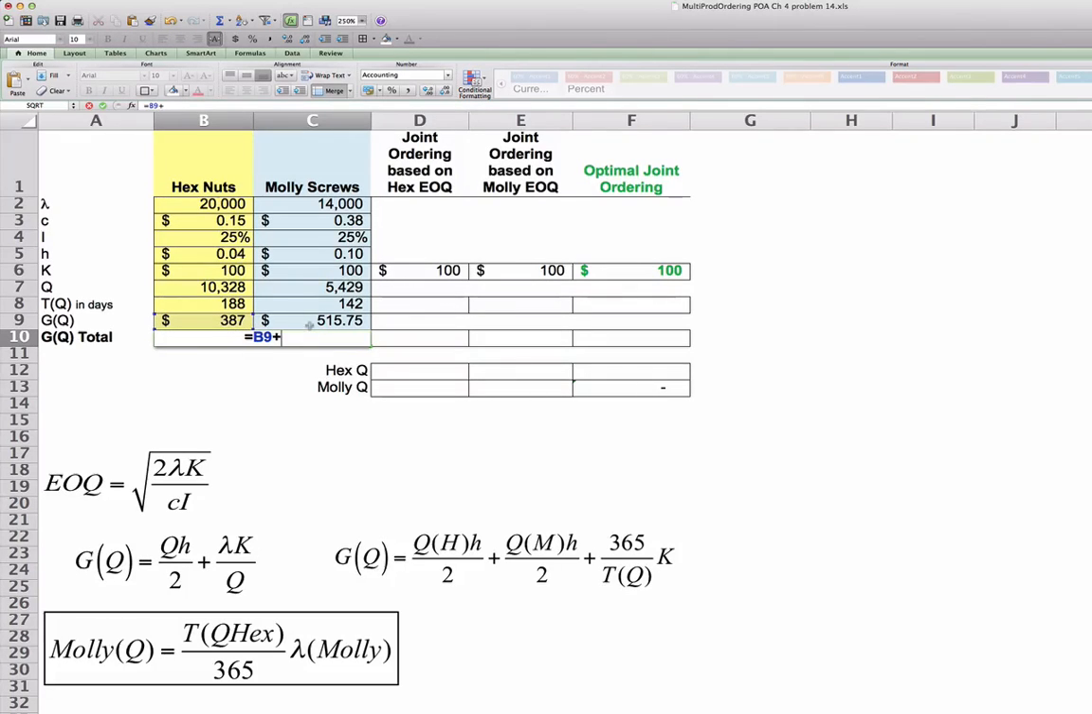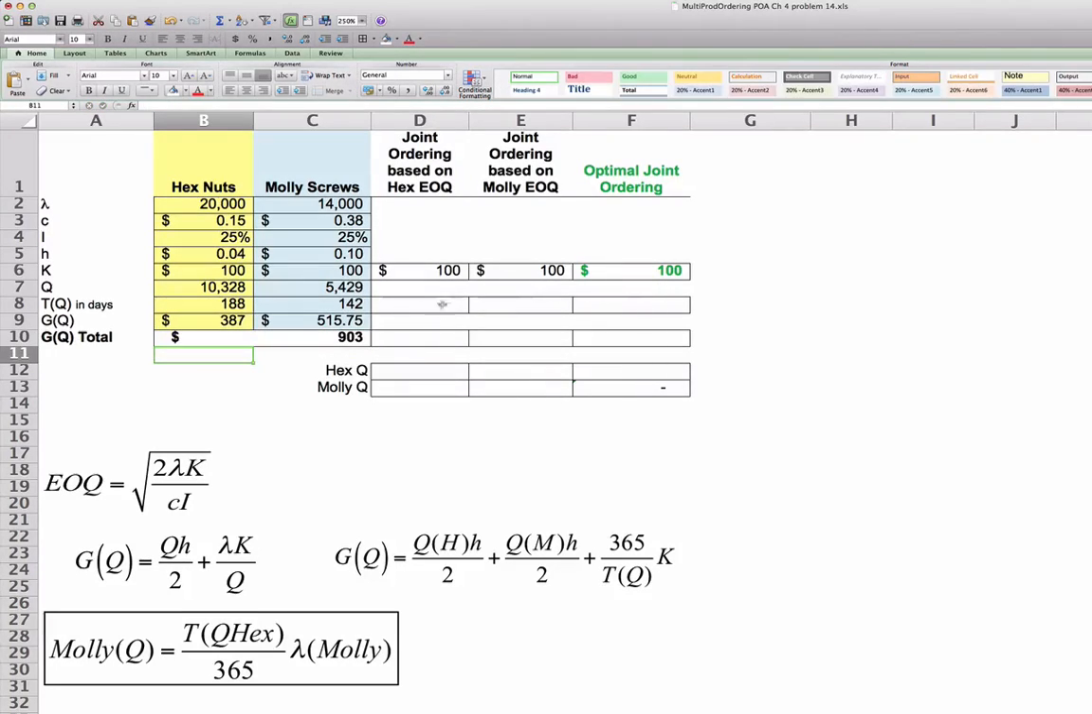Now I want to take a look at the three scenarios to the right of the worksheet here. In the first instance, I want to take a look at what would happen if I forced molly screws to follow the ordering pattern that is optimal for hex nuts, and then we'll reverse the scenario. We'll take a look at what would happen if we force the hex nuts ordering pattern to align with what is optimal for molly screws. And then finally, we'll take a look at a solution that may be sort of a combination of the two, if you will. In other words, we'll find another interval that is globally optimal for both products simultaneously.